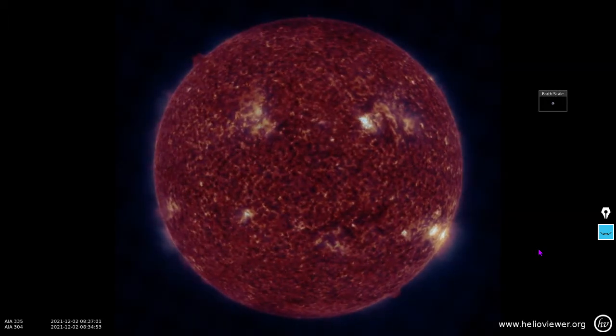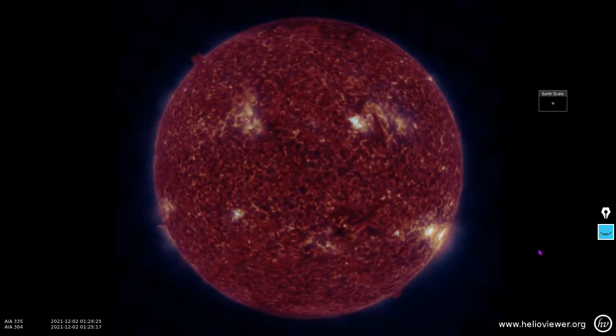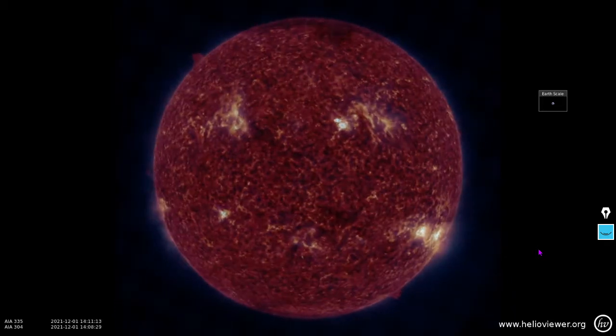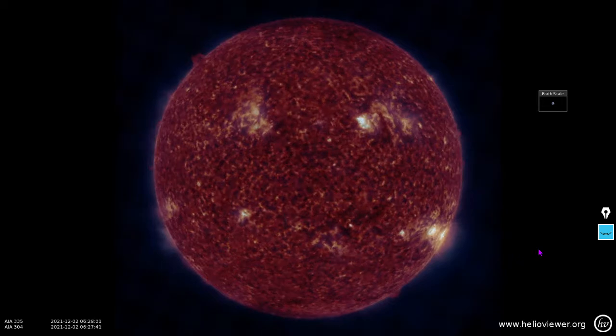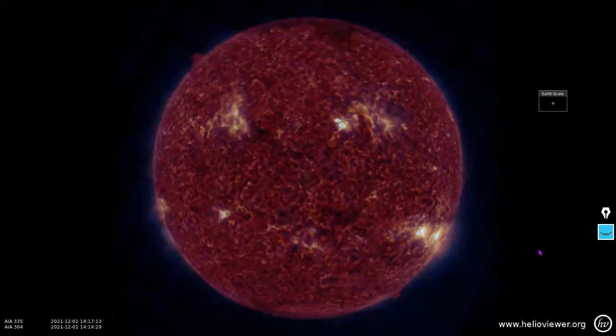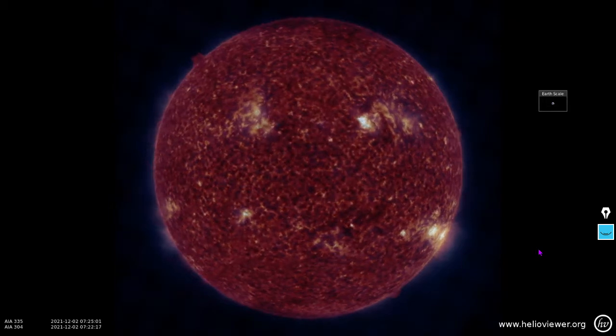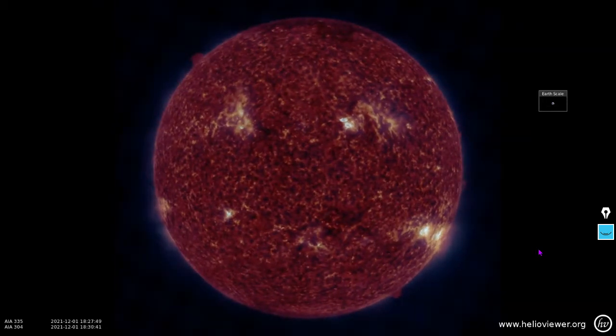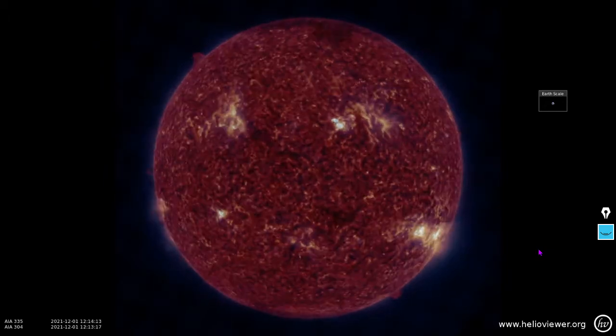Here's a different ionic state of iron. This is 335 angstroms. The emissions of that ionic state of iron. And you can see it shows different features indeed than it does in 171 angstroms. An indication that these different ionic states of iron behave differently while they are in the solar corona.